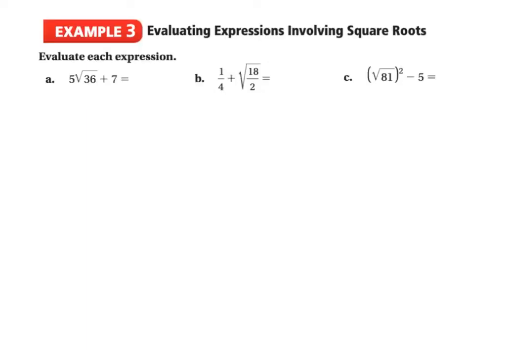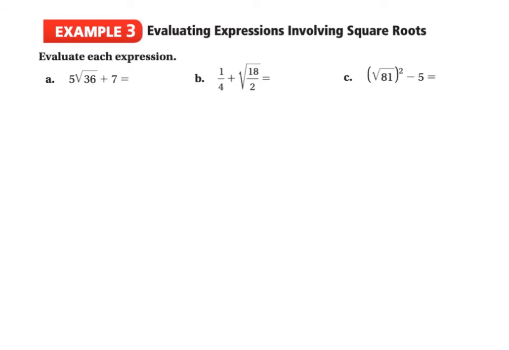So in example 3, we're going to look at how we can evaluate expressions that involve the square root. Looking at question A, we have 5 and then we have the square root of 36 plus 7. When we see that we have this 5 on the outside and then the square root symbol, in between here that we don't see is a multiplication sign. So it's like saying 5 times the square root of 36 plus 7.